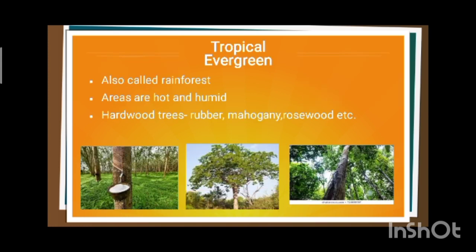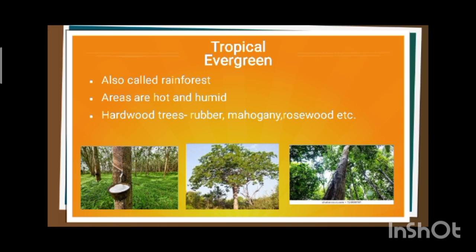Trees and shrubs growing together at a particular place is called a forest. And forests are classified into 6 basic categories: tropical evergreen forest, tropical deciduous, temperate evergreen, temperate deciduous, Mediterranean, and coniferous forest. So let's study each in brief.